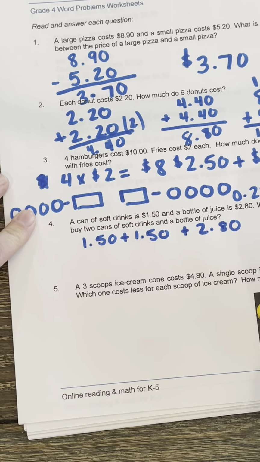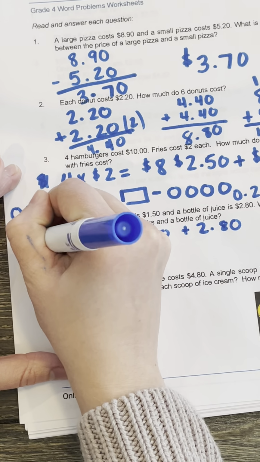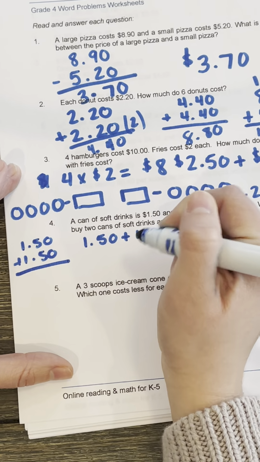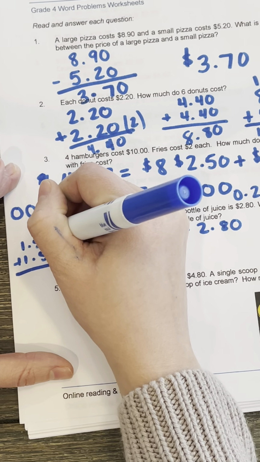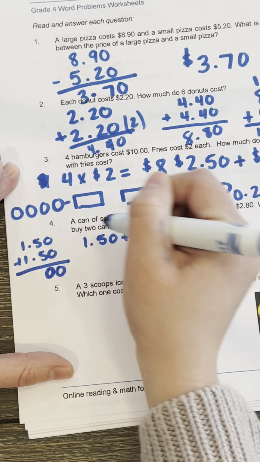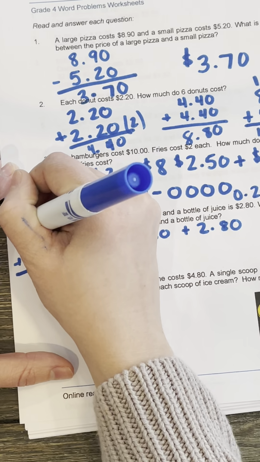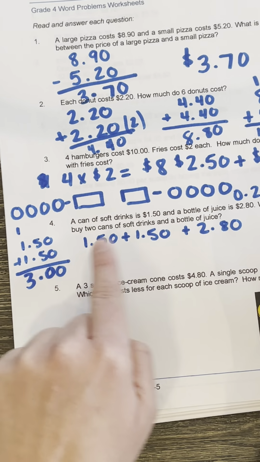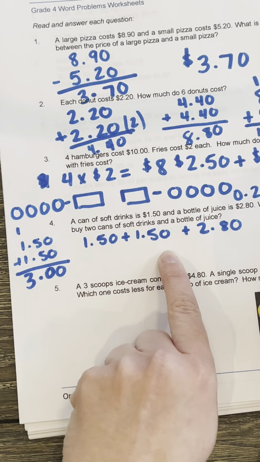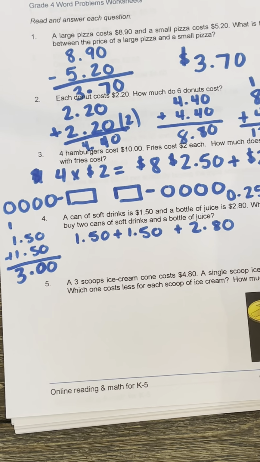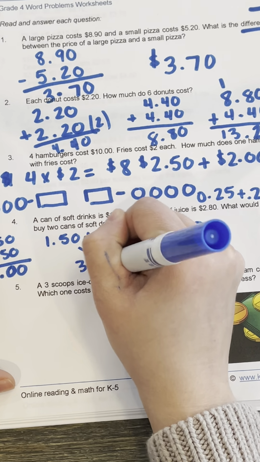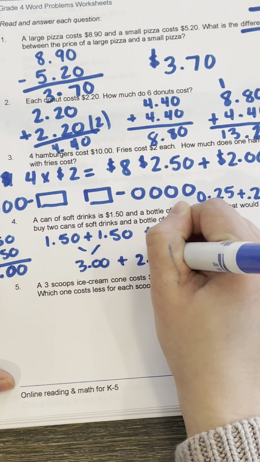Okay, well, if I start by adding $1.50 plus $1.50, I'm gonna stack it up. And I have 0 plus 0, which is 0, 5 plus 5, which is 10. Drop down my decimal place, carry that 1. 1 plus 1 plus 1 is 3. Because I know that $1 plus $1 is $2, and 50 cents plus 50 cents is $1, so that's $3. So that is reasonable. Now I have to do my $2.80, so plus $2.80.